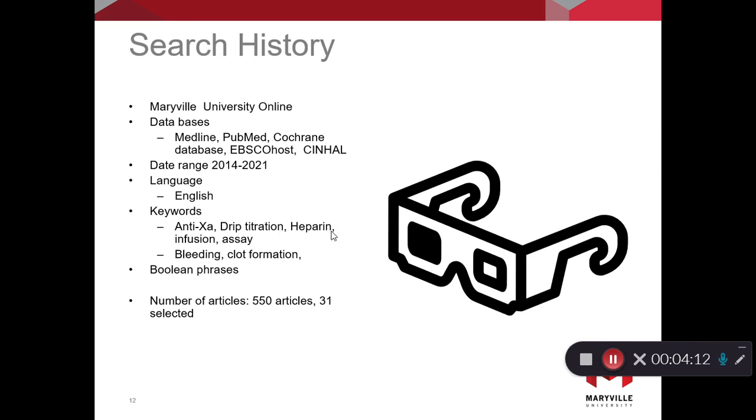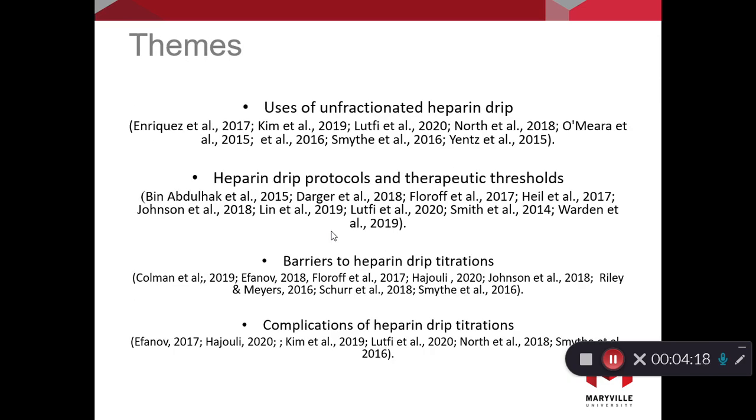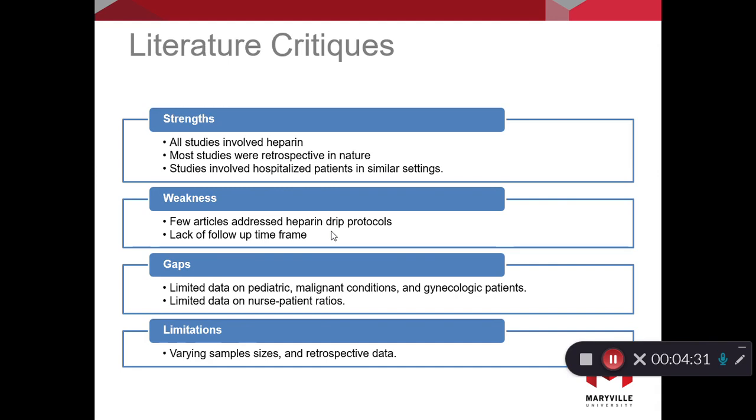The literature search review took place with the use of the Maryville Library. The 4 themes in the literature review were uses of unfractionated heparin, drip titration protocols and therapeutic thresholds, barriers to heparin drip titrations, and complications of heparin drip titrations.